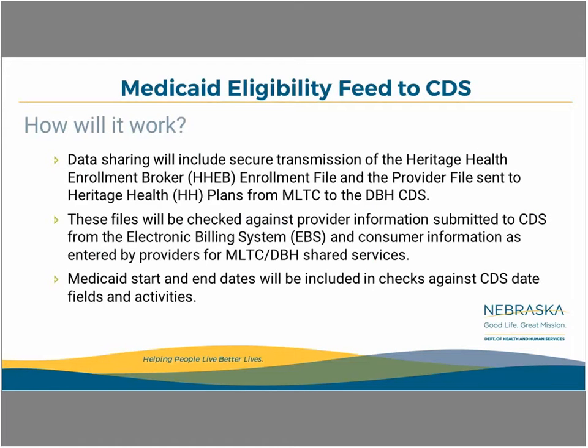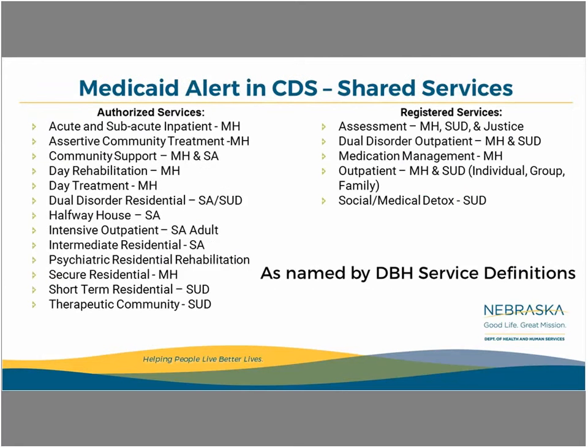How this is working is that we receive files from Medicaid, and they are the same files that are shared with the Heritage Health Plans. One is on the provider side, with the provider information for those Medicaid-approved providers. The other is the consumer file. Those are the same file feeds that the Heritage Health Plans receive on individuals who are Medicaid eligible. That information is then matched up within the CDS based on both the provider location and the consumer. Just a reminder of the shared services that we and Medicaid both fund.